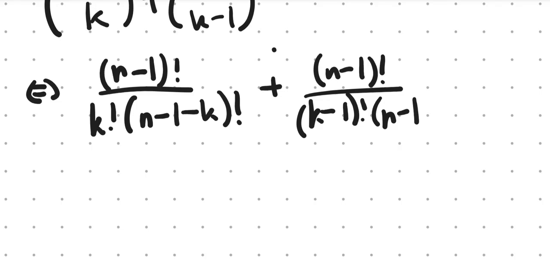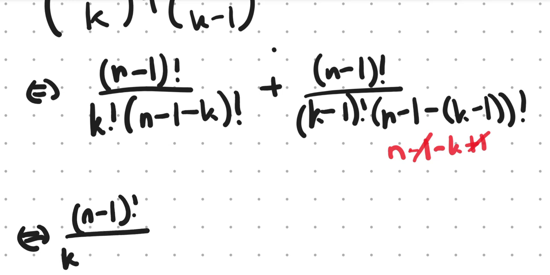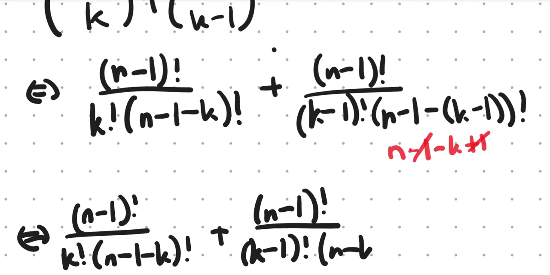n minus 1 minus (k minus 1) factorial. Now what is n minus 1 minus (k minus 1)? This is equal to n minus 1 minus k plus 1, so we see that minus 1 and plus 1 cancel out. And now we can say that this is equal to n minus 1 factorial divided by k factorial times n minus 1 minus k factorial, plus n minus 1 factorial divided by k minus 1 factorial times n minus k factorial.